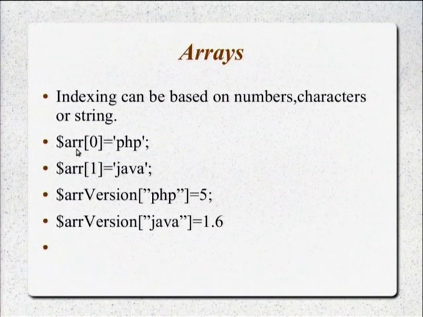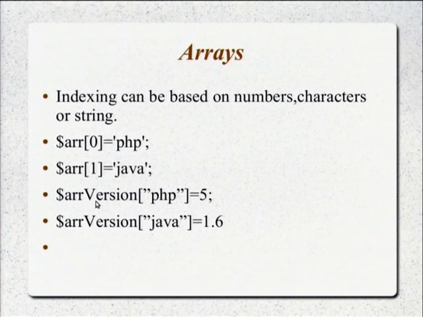Arrays in PHP: you can use normal C style arrays. One specialty here is that in C, arrays are indexed only by numbers, but in PHP you can use names as the index. For example, this is a C style array where the 0th index has PHP and the first index has Java.